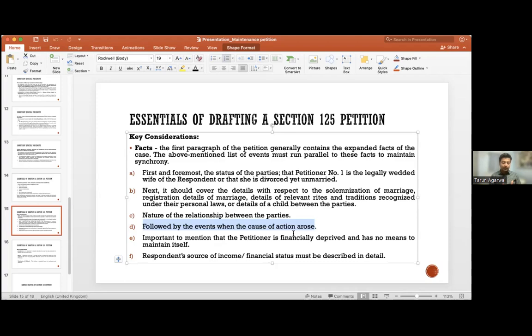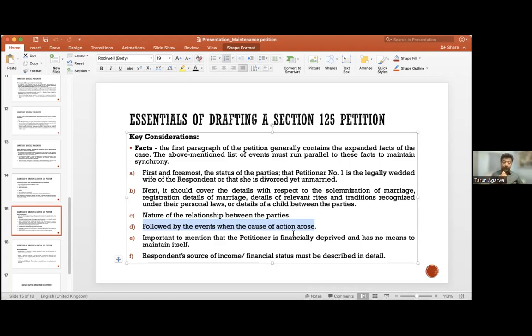Cause of action means that the wife has to state and explain the relevant facts, that why she needs maintenance. Then these facts will include that the wife was perhaps thrown out by the husband, her in-laws committed cruelty on her, maybe for dowry reasons or for whatever reasons.